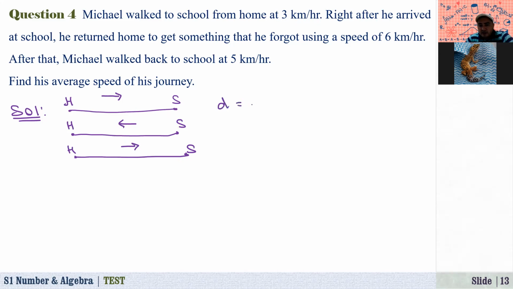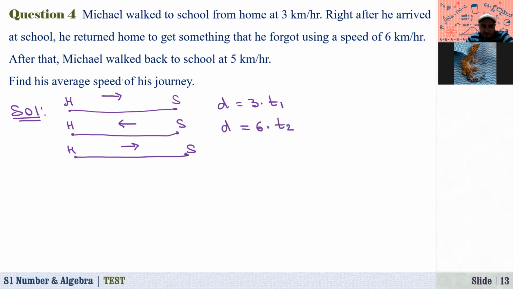So the distance is equal to speed, which is 3, times time, which I don't know. Let's say it is t1. The second case, he walked back from school to home at the speed of 6 kilometers per hour. The distance remains unchanged. His speed is 6 kilometers per hour. How many hours did it take? We don't know. Let's say it is t2.